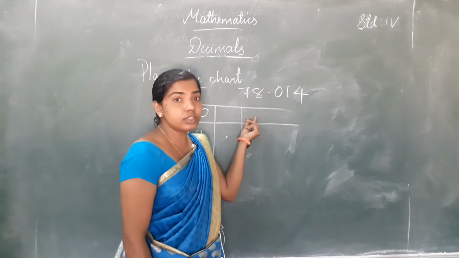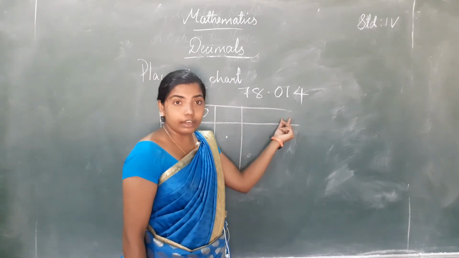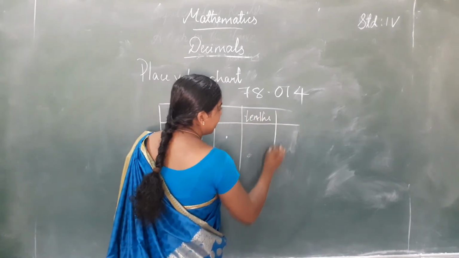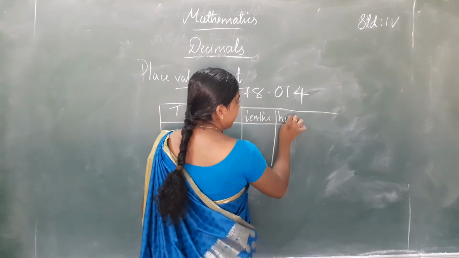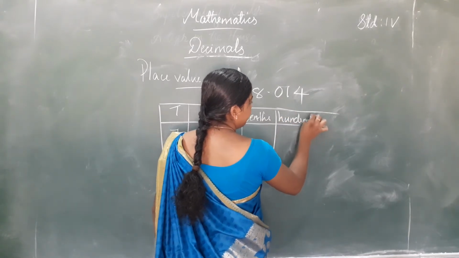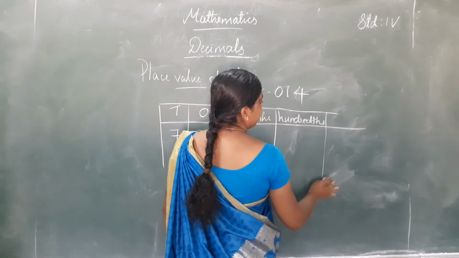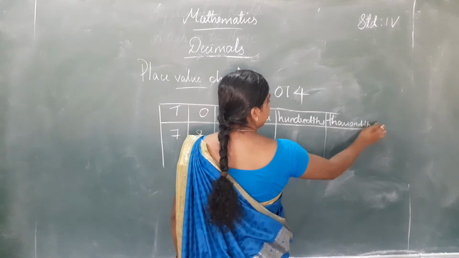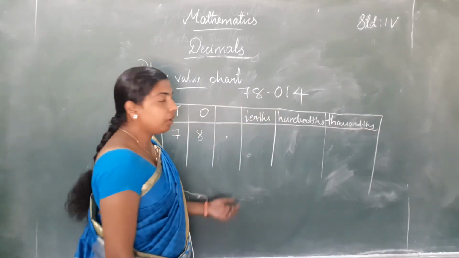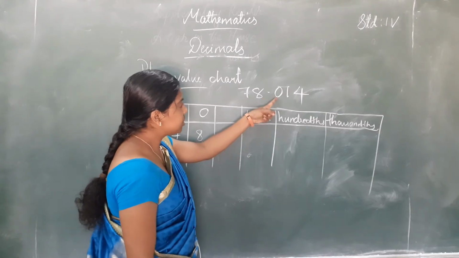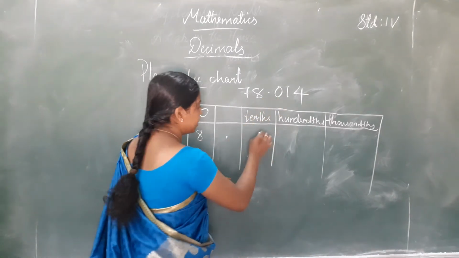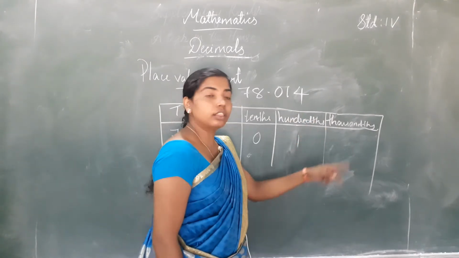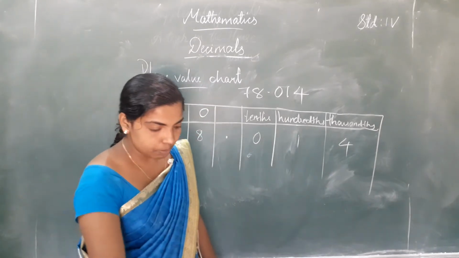That is 10th. Not starting with 1's. 10th, 100th and 1000th. So 10th place. 100th place. Then 1000th place. Okay, now we can write in order. After the point, the first number is 0. It is in the 10th place. Now 1, it is in the 100th place. And 4 is in the 1000th place. Is it clear now? Let us do some more questions.